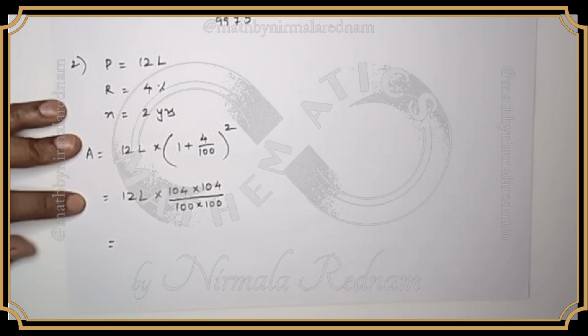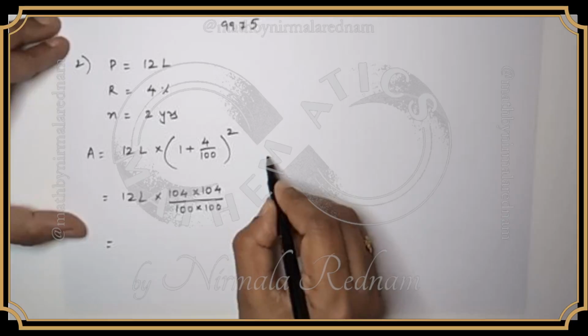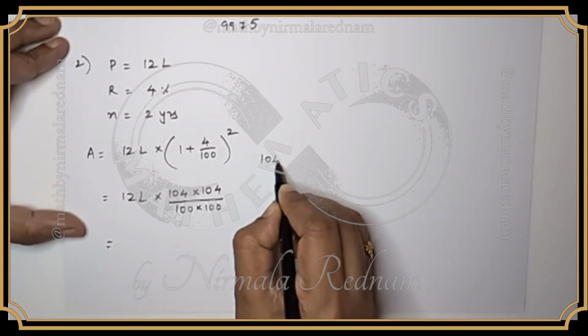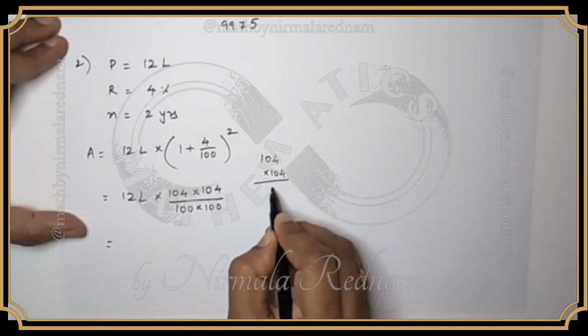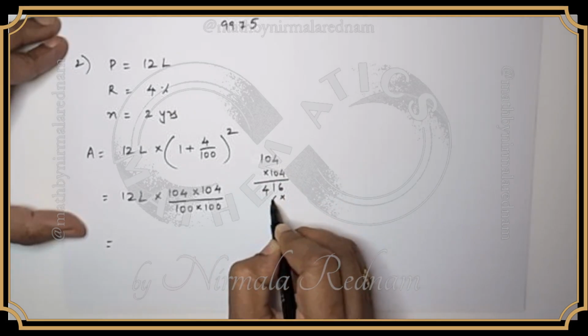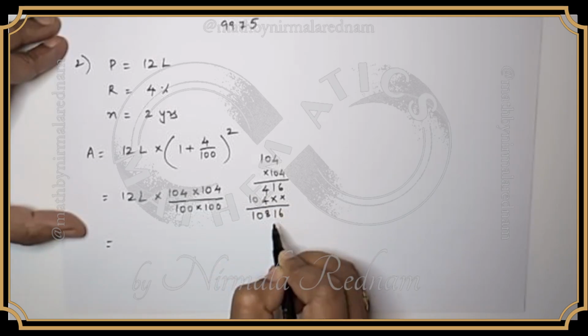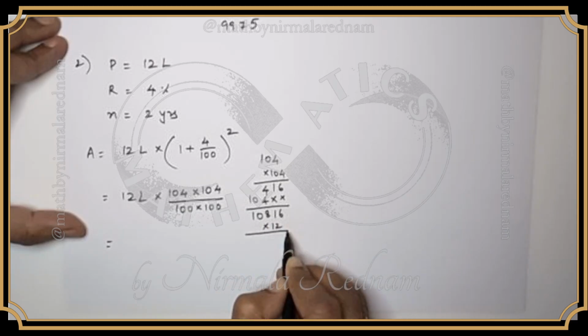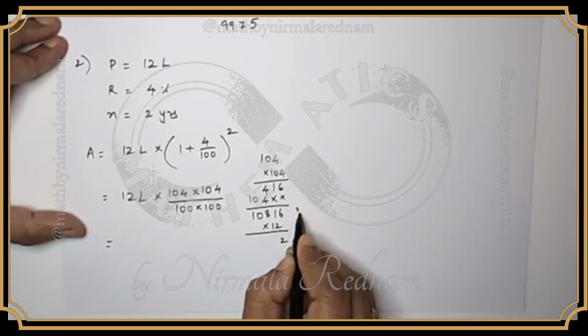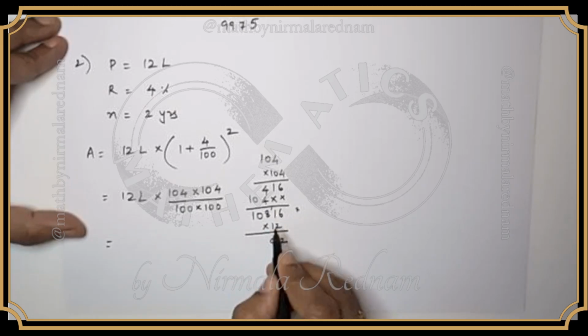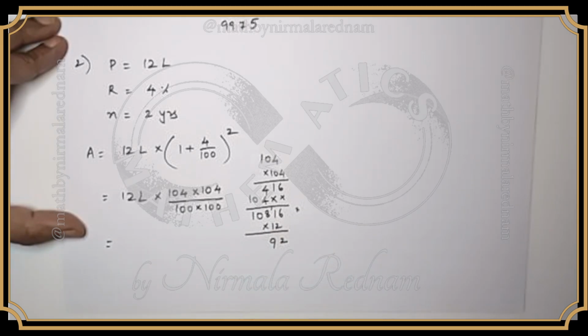And now we are going to simplify this. So I have 104 into 104: 4 4s are 16, and then I have 104 here. This is going to give me 10816, right, into 12. 12 6s are 72, 12 ones are 12 plus 7 is 19, and 12 eights are 96 plus 1 is 97, right? And then I have 12 ones are 12, okay.